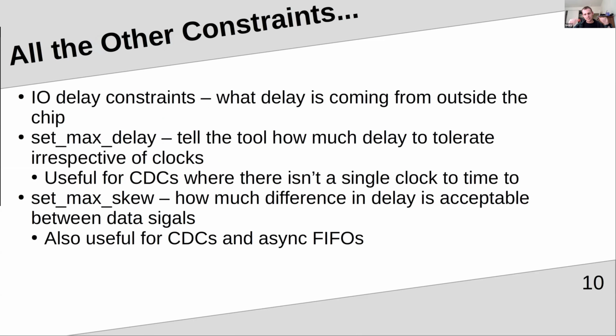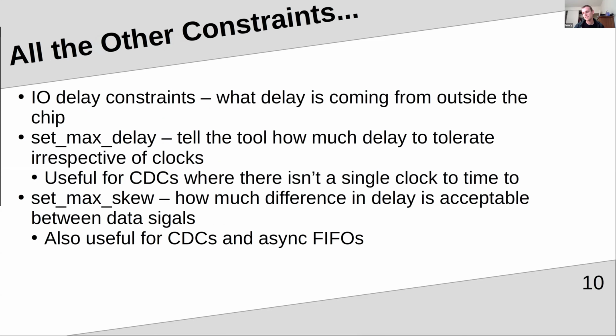And these are all the other constraints. So these are sort of smaller ones that are pretty simple, so I'm just going to go over them all. Bang, bang, bang, bang. First of all, we have I/O delay constraints. That's basically telling the tool, hey, it's going to take this signal this long to get from its original input to the boundary of my chip.